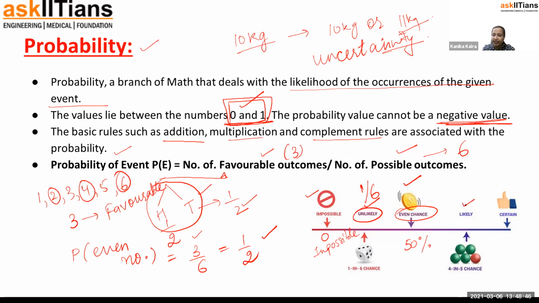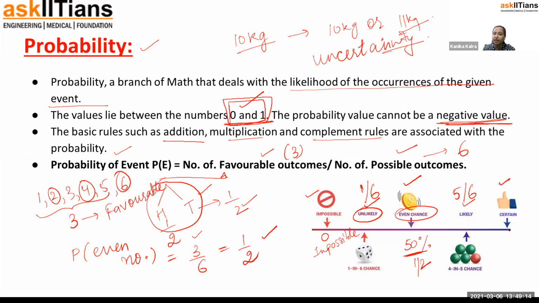Next comes likely. Likely means when they have the majority of chance, like 4 in 5 chance. For example, getting a number less than 6 on a dice. There are 5 numbers which are less than 6. So this would be 5 out of 6. That means a fair chance. And if we talk about even chance, so getting an even number, the probability is 1 by 2, right?